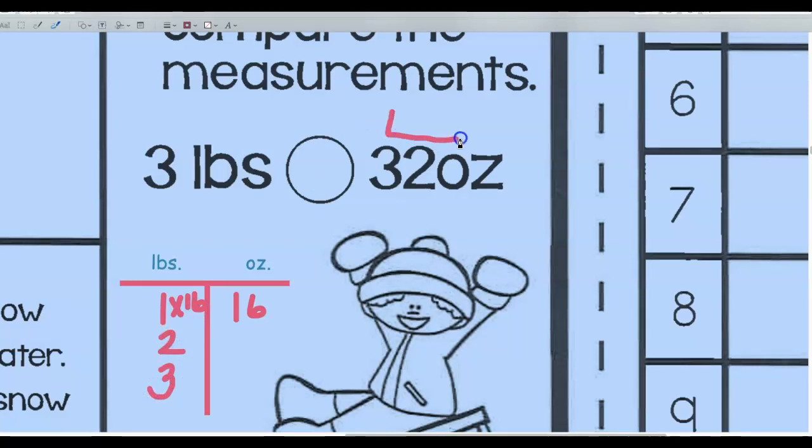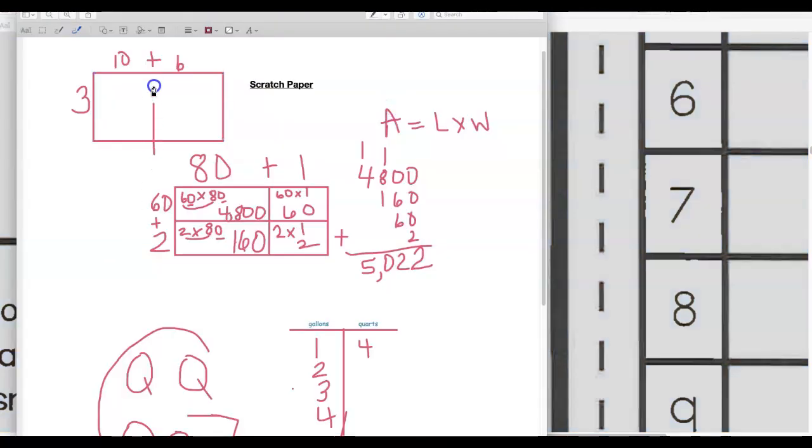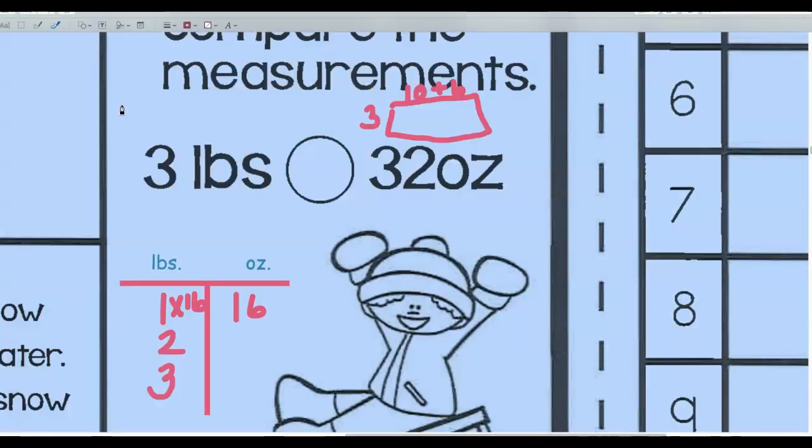So I can go ahead and make a small little area model. Here's my scratch paper. 3 times 10 equals 30. And then over here it's going to be 3 times 6, which equals 18. Then you're simply going to add the two numbers together, 30 plus 18. 0 plus 8 equals 8. 3 plus 1 equals 4. So 48. 3 times 16 equals 48.